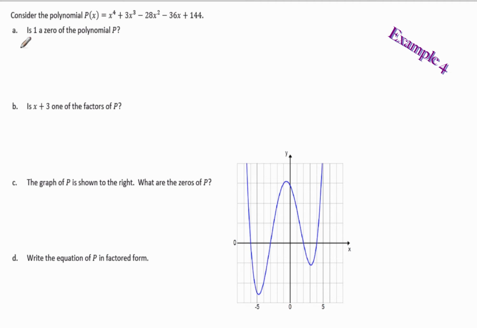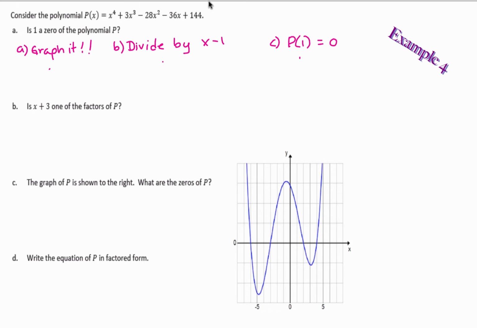So you can write down the ways to figure this one out. One, we could graph it. We can divide by x minus 1. Or we can simply put 1 into the polynomial and it better equal 0. These are the three easiest ways to figure out if 1 is a 0.